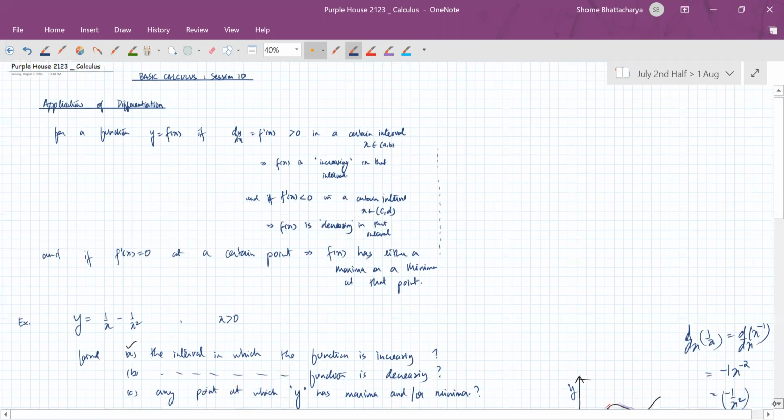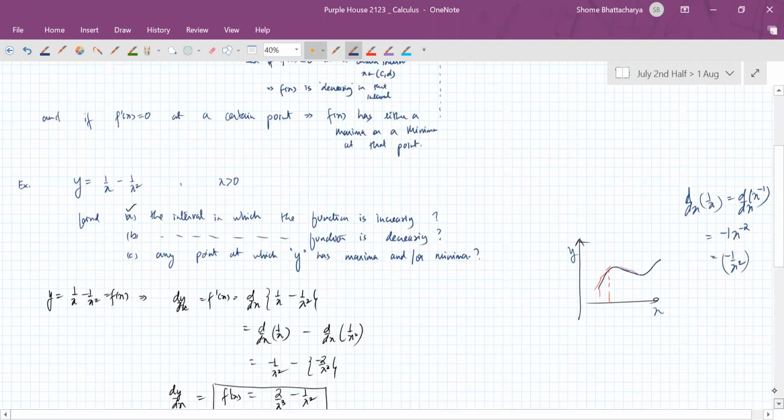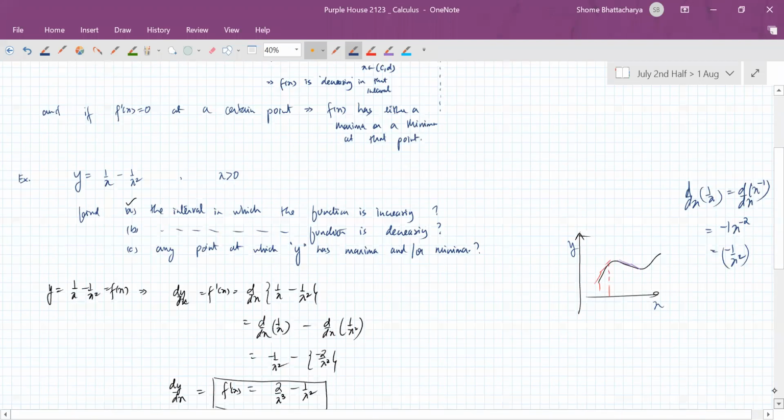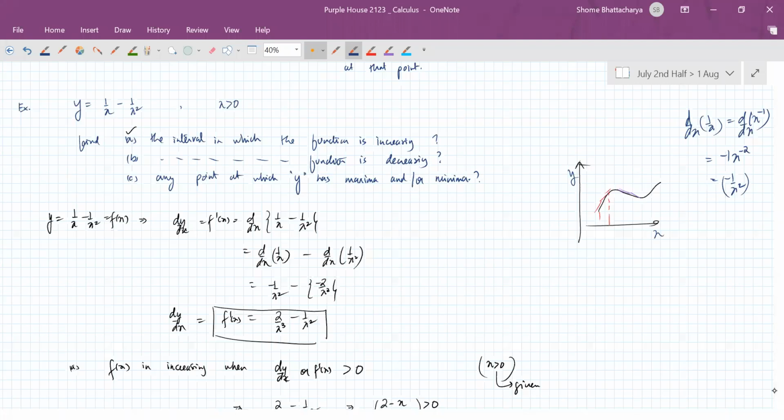Instead of a general function, we are given the function 1 by x minus 1 by x square with a specific range of x, or with specific values of x which are given, that we have to consider only positive values of x, not 0 and not negative. So how will we work out the first part? That is the interval in which the function is increasing. We will apply that above concept now.